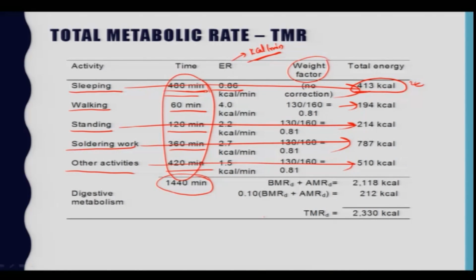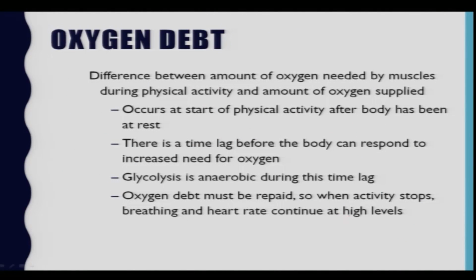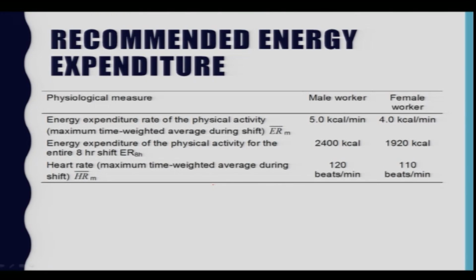apart from that, BMR plus AMR is 2118, but you will have to consider the digestive metabolism, which is 10% of this BMR plus AMR. So it comes out as 212 kilocalorie. Now if you add those things, the total metabolic rate comes out as 2330 kilocalorie. So this is the kind of solution that is required here.